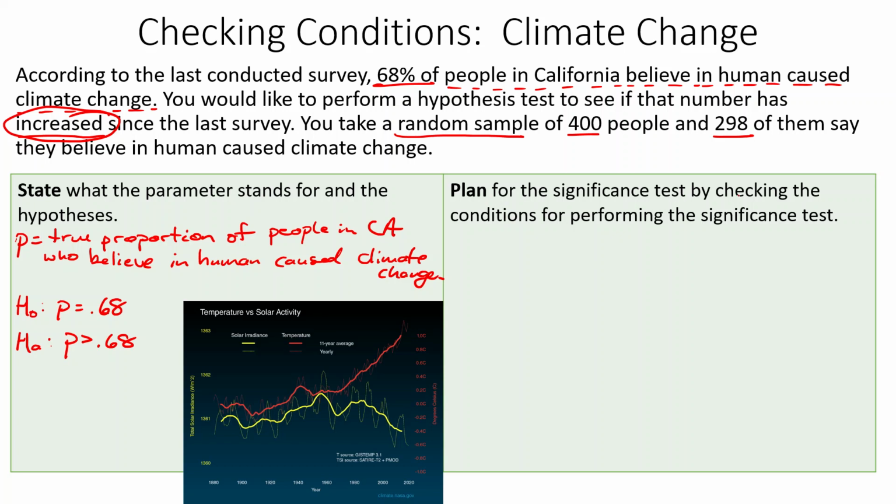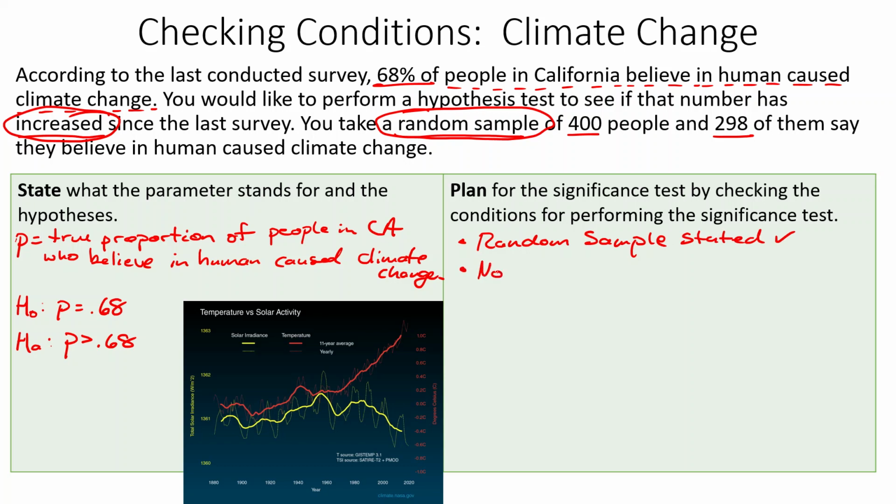All right, so now we plan by checking the conditions. So the first one is, do we have a random sample? So we go back up here and you said, yep, you take a random sample. So random sample is stated. If it was not stated, we stop and say no, not stated.